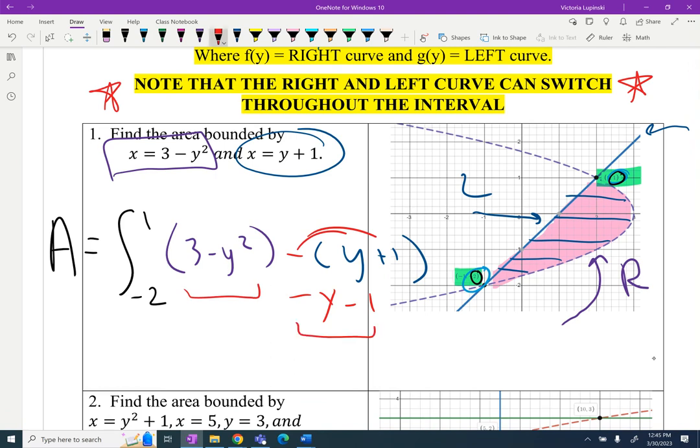Go ahead and combine all your like terms. So area equals integration -2 to 1. I'm going to put the -y squared first. I'm going to put the -y second. 3 minus 1 is 2. And again, it should be dy. Dy because we're doing it all in terms of y.